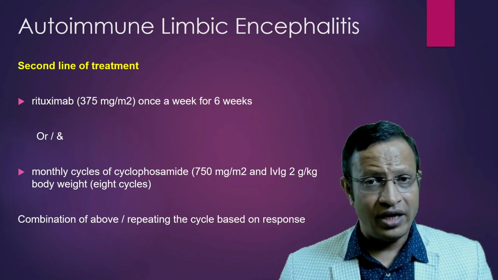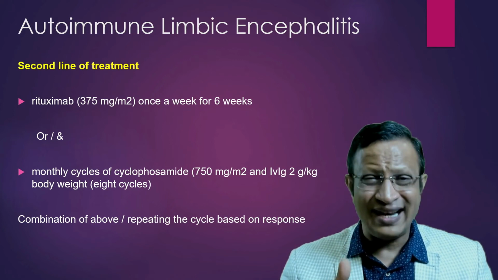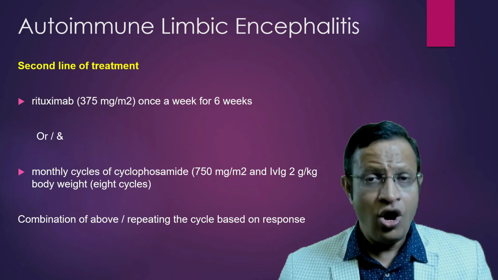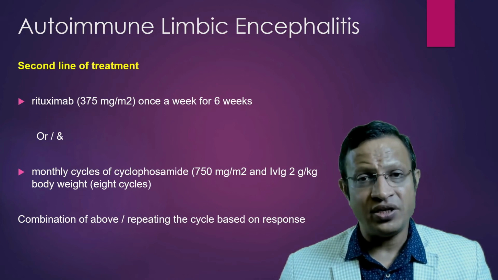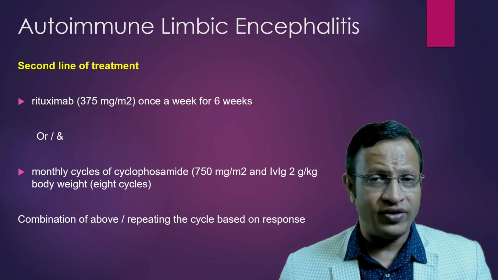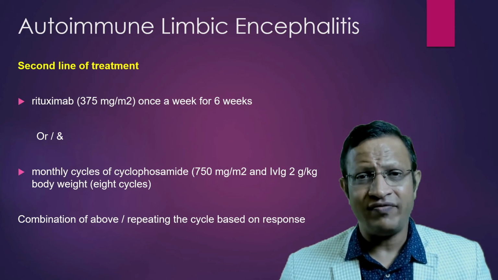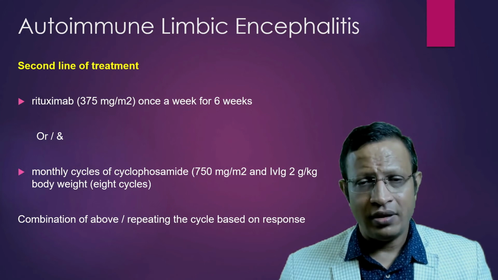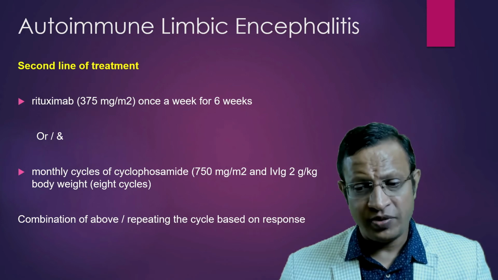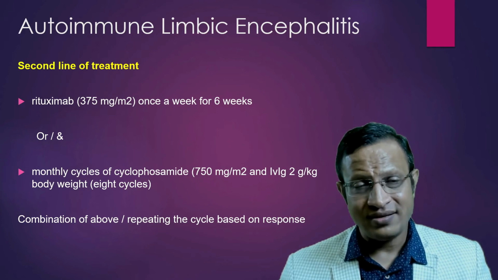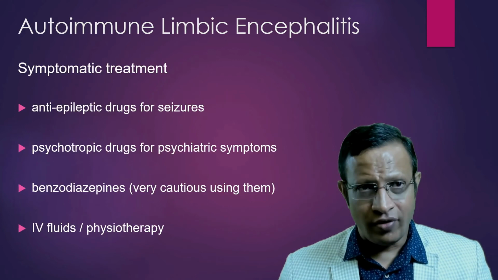That means, at certain times, if the patient is severely ill, you can consider a combination of first line and second line. Or else, you try the first line, and if the patient does not respond, only then you go for the second line treatment. However, there is no hard and fast rule, because limbic encephalitis, at this point of time, we are still studying and examining. We do not have 100% certainty that this patient has autoimmune limbic encephalitis. That means it is still evolving.